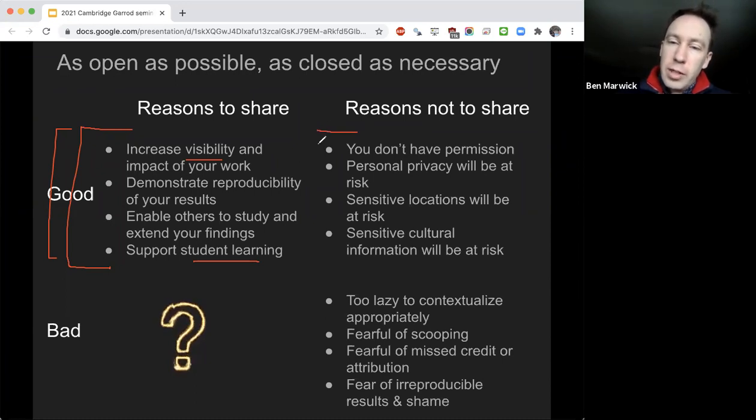But reasons not to share. These are genuine reasons why you would not want to share something. And people would say, where's your data? And you say, well, I couldn't share it for one of these reasons. You don't have permission from the groups that you're working with. They could put some things at risk: locations, cultural information, people's personal privacy.